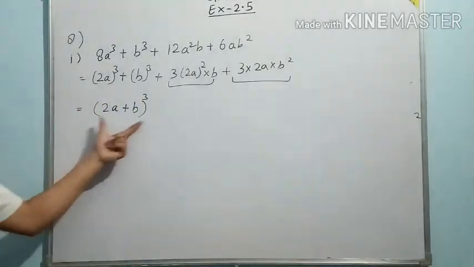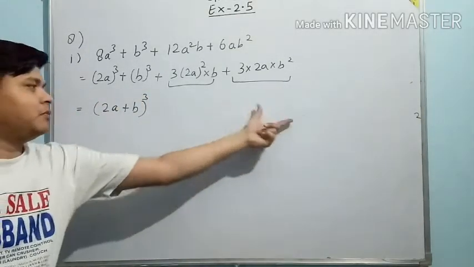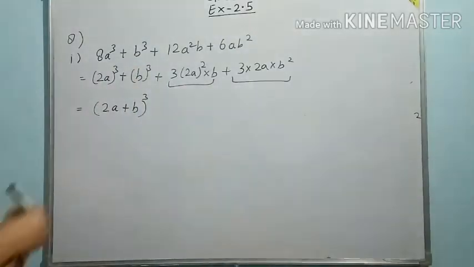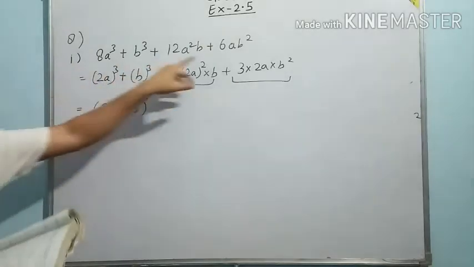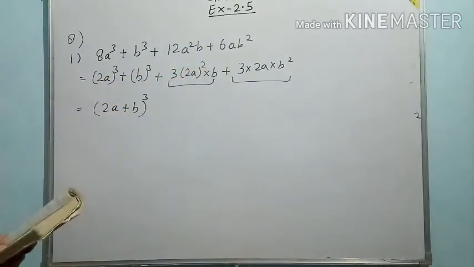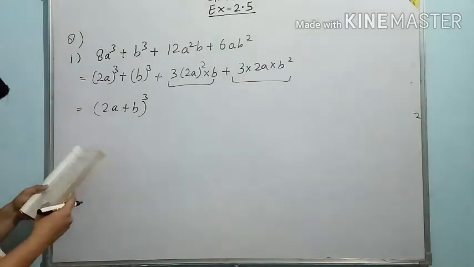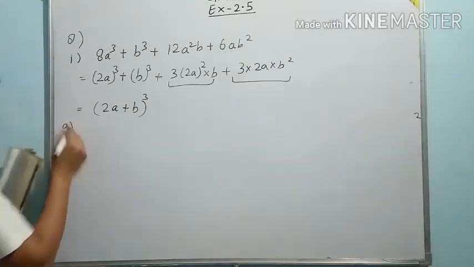Now you will write this 3 times: 1 time, 2 times, 3 times. So this will be the factorization of this given expression. Similarly, you can solve the remaining parts of this. Now let's move to question number 9.